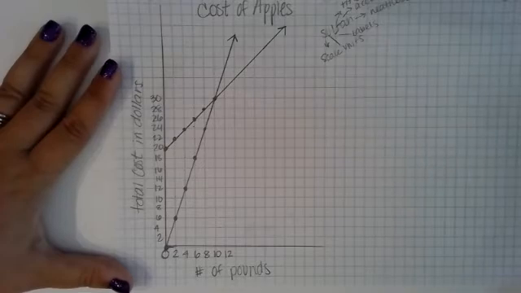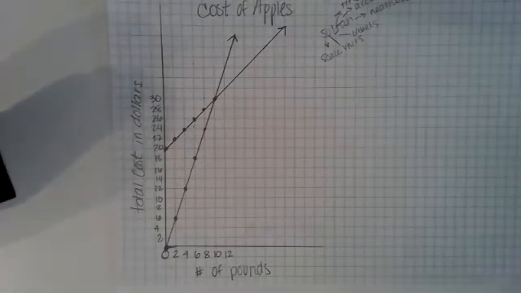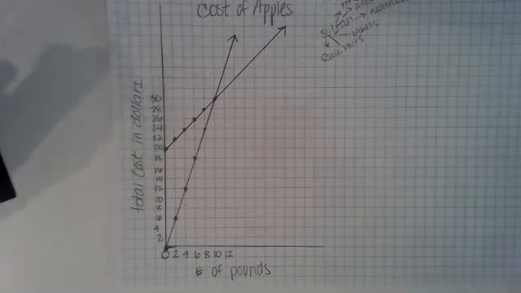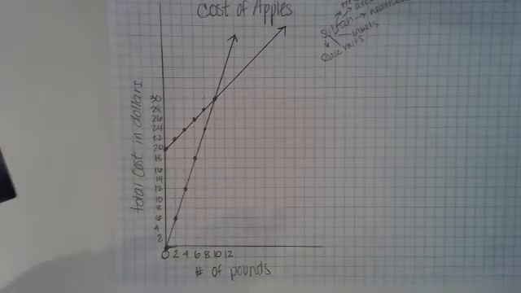Then here's my next question. At which store, if I'm purchasing under 10 pounds, which store is the better buy? Meaning if I buy less than 10 pounds of apples, where should I shop at? Lucky's. Okay. And who can tell me why I should shop at Lucky's then? Go ahead, AB. Because it costs less. Well, how do you know that?